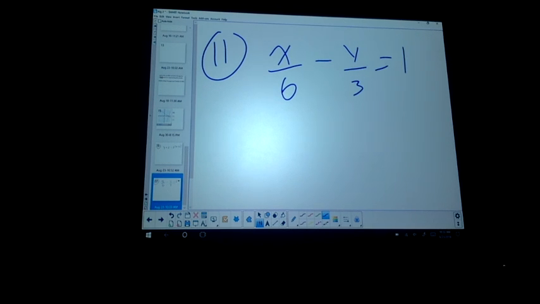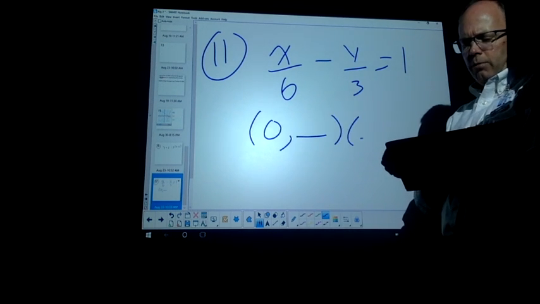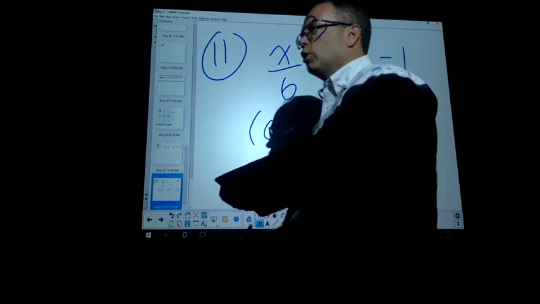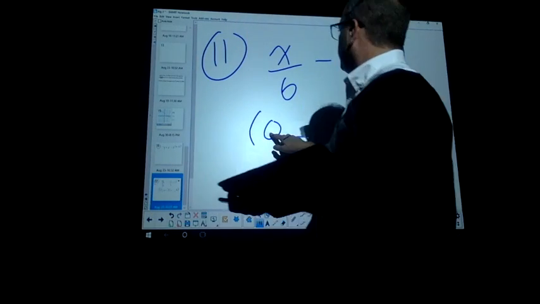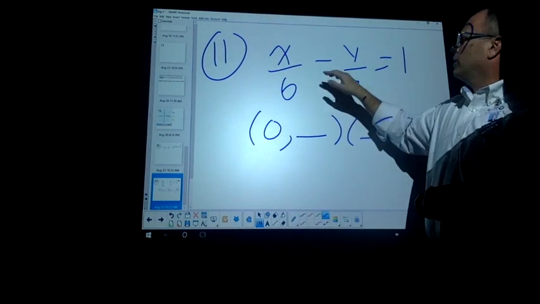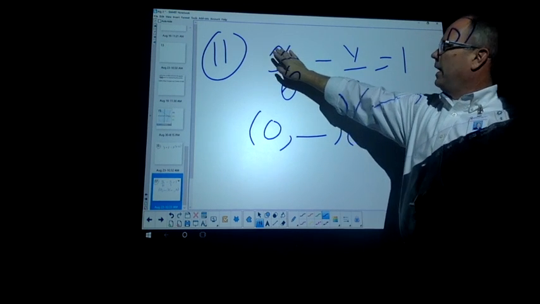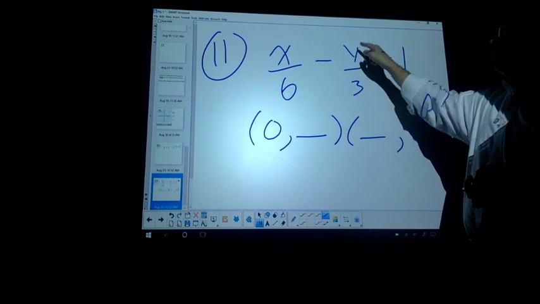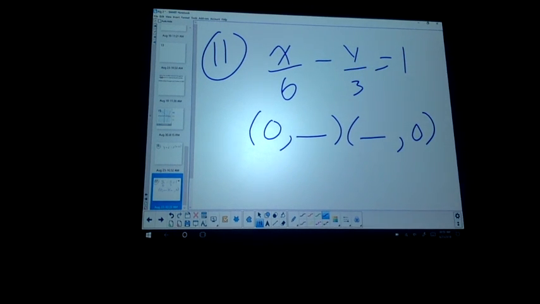All right, this one is set up to use the cover method. Even though things are fractions, we should still be able to do it. So I'm going to go 0, comma blank, and blank, comma 0. Does that make sense? This is an x value right here, so that becomes 0. I'm covering that up. So I get negative y over 3 equals 1. So what does y have to equal? It has to equal negative 3.